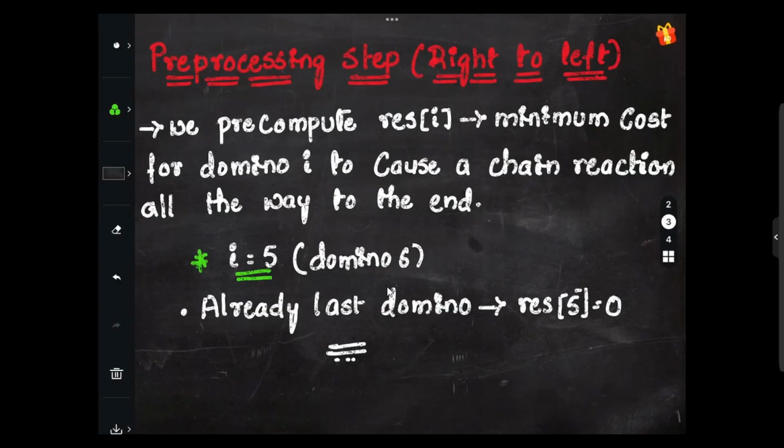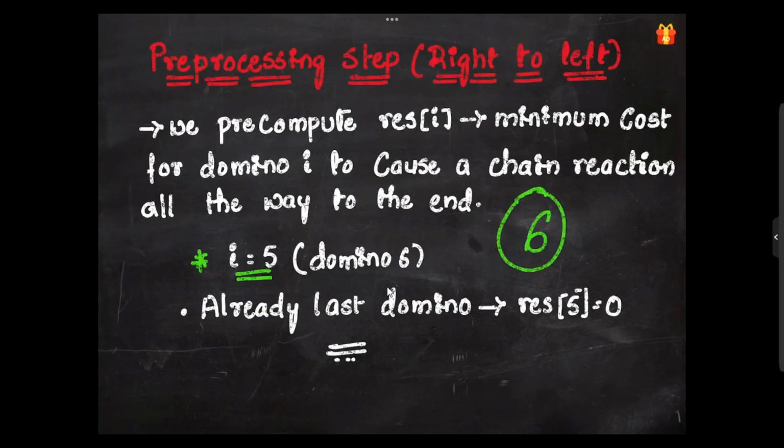We will be pre-processing the six dominoes we have been given. We will be pre-processing from right to left. This is reverse iteration. Index i, we will start from 0; so this will be 0, 1, 2, 3, 4, 5, 6. We will be going with the reverse iteration.